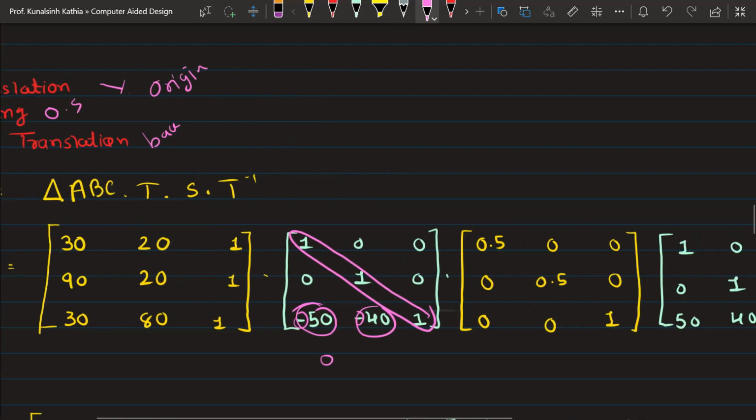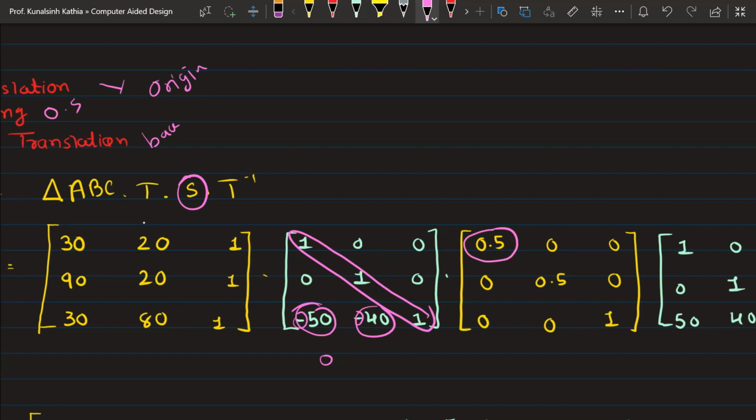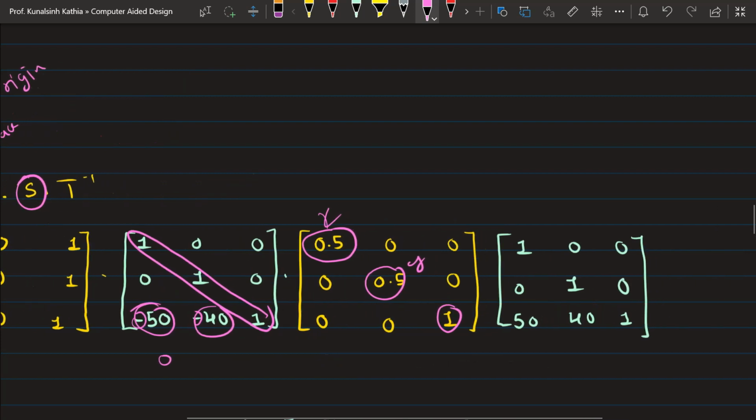Then next, the scale matrix, this one, scaling. They are asking about a 0.5 scale, so put 0.5 here for x, 0.5 for y, and 1 is the standard value. And next, again, inverse translation. So inverse translation means the inverse of this matrix. I will just remove the negative sign from here, so negative 50 will be positive 50 and negative 40 will be positive 40.